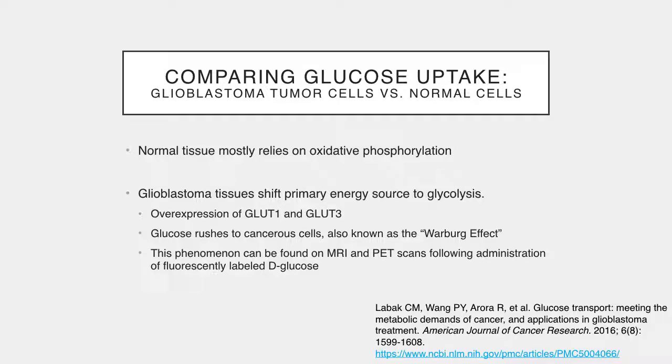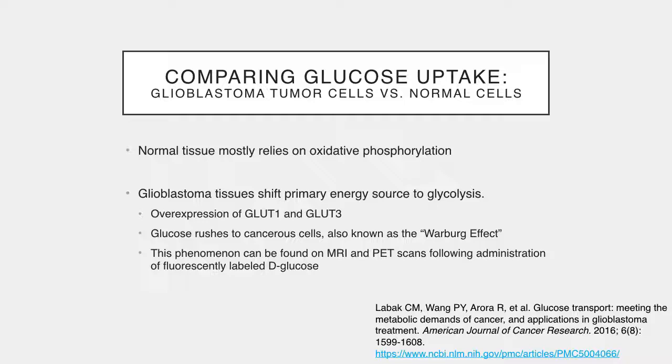Now, how does glucose uptake in normal tissue compare to glucose uptake by tumor cells, and why would this be advantageous to the invasive tumor? What modifications may have occurred in cancer cells to alter glucose uptake as predicted earlier? Normal tissue tends to rely mostly on oxidative phosphorylation to generate energy. But it seems that glioblastoma tissue is able to shift the primary energy mechanism to glycolysis by overexpressing the GLUT1 and GLUT3 glucose transporters.